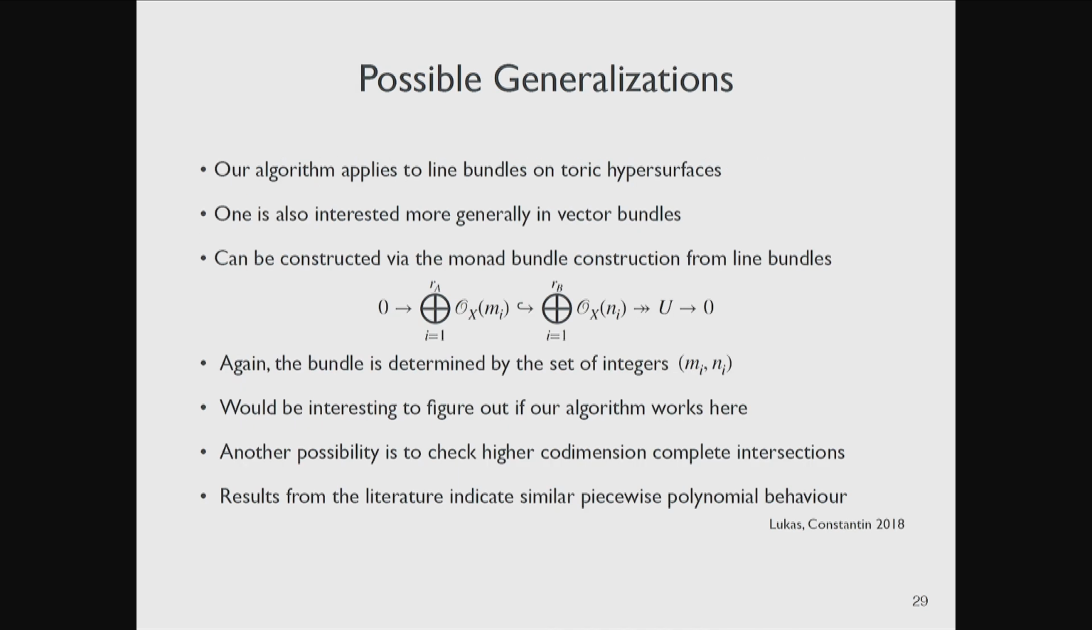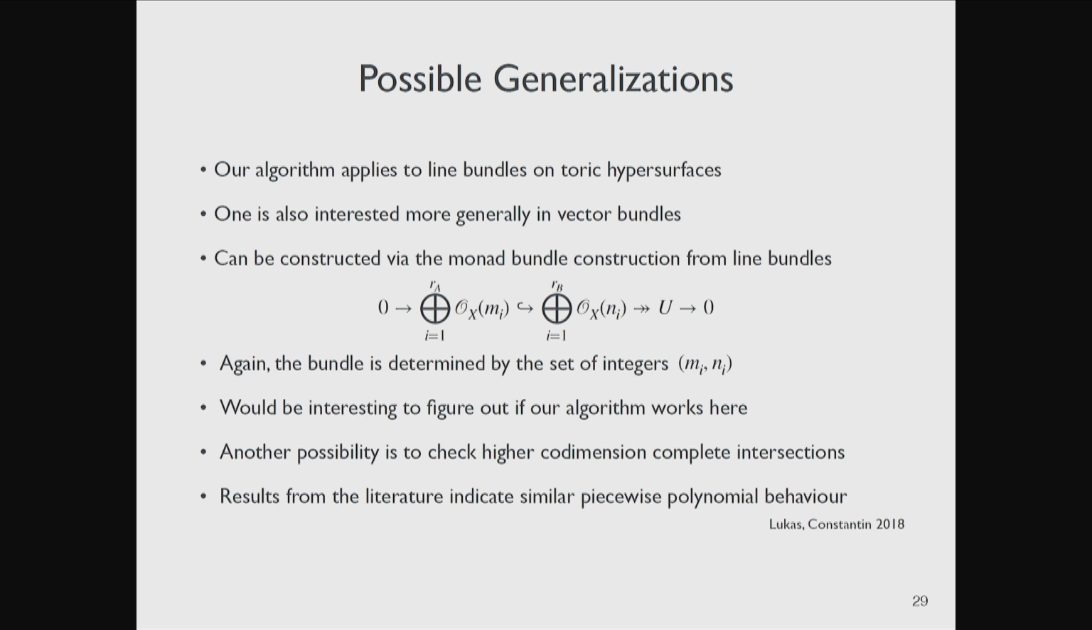Okay, so what are some possible generalizations? We have looked at line bundles, but one is also interested in vector bundles, for example. And these can be constructed here in such a co-kernel construction, implicitly in terms of line bundles. So these are all line bundles defined in terms of integers. And U is then a vector bundle, which is basically just the quotient of the two here. Again, this bundle is determined in terms of a set of integers, and one could in principle look if this still works in this case. It would be interesting to figure this out. We haven't done it so far.